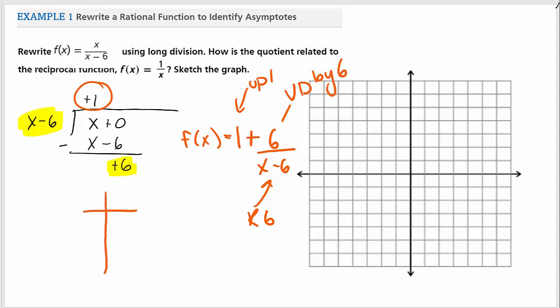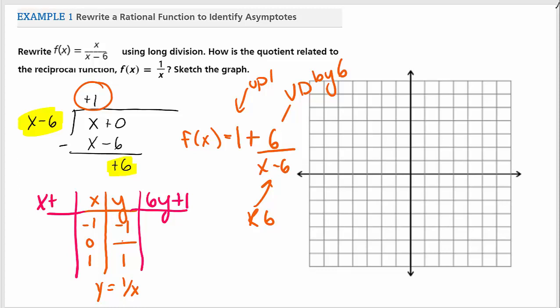So if we set up our table of values, and remember our table of values goes for our parent function of y is equal to 1 over x, and then we put in the expressions for our transformations. So we have 6y plus 1 and x plus 6. We take our original x values, we put them in our new expression for x. We take our original y values and we put in our new expression for y, and we get our new points.